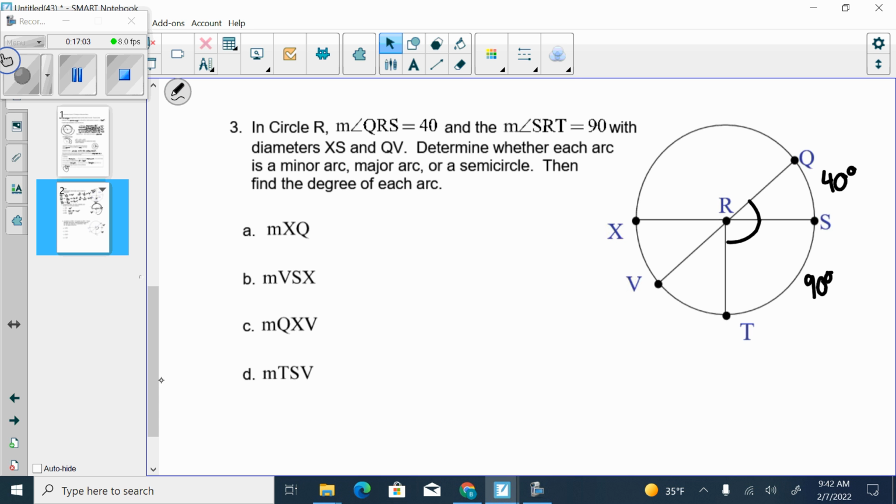Okay, so first they want the measure of arc XQ. Okay, so that's going to go from here to here. Well, first, is that a minor, major, or semi? Major. Thank you. Okay, also, they only use 2 letters, and we said that anything that's minor will only be named with 2 letters. Okay, and we can clearly see that that's less than 180 degrees, so it's got to be a minor. All right, so how would I figure out its measure? There you go.